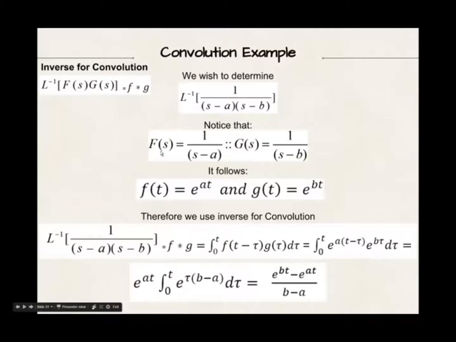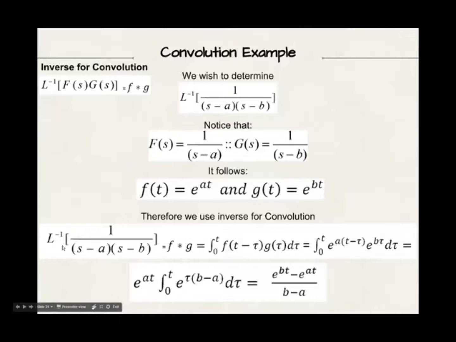We notice that F of s is equal to 1 over s minus a, and G of s is equal to 1 over s minus b. It follows that f of t must be equal to e to the at, and g of t must be equal to e to the bt.